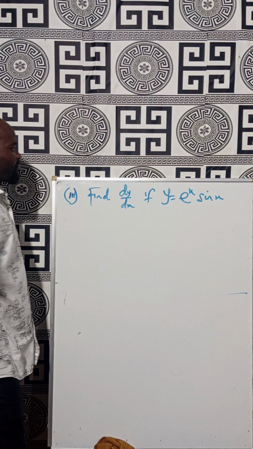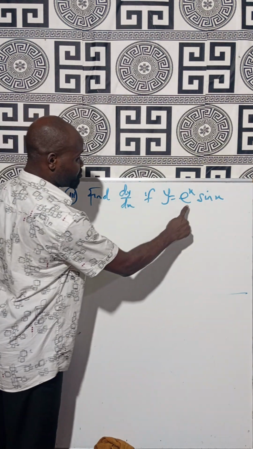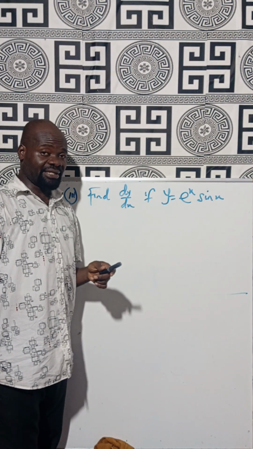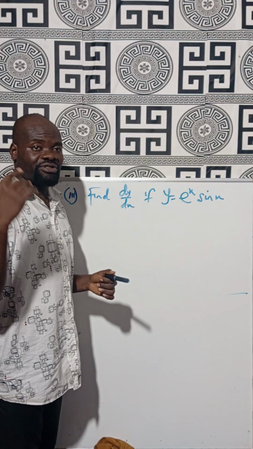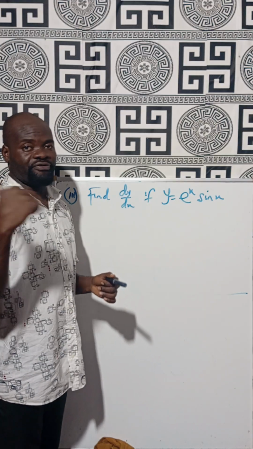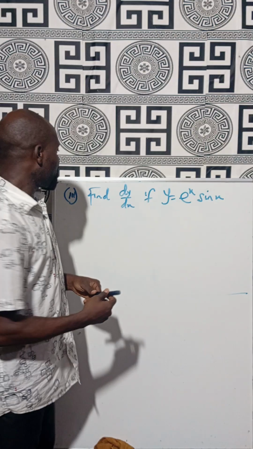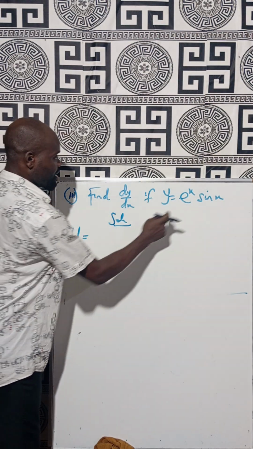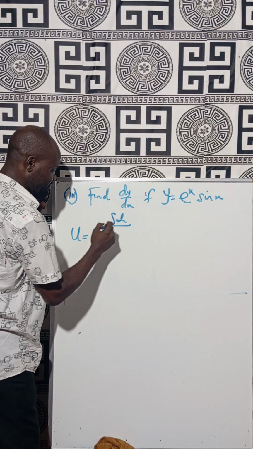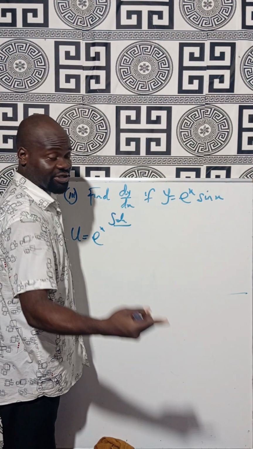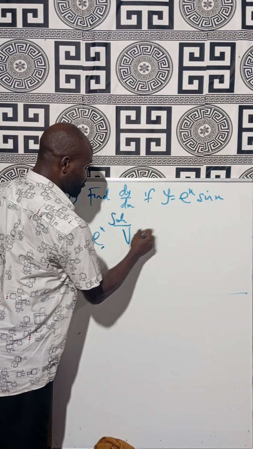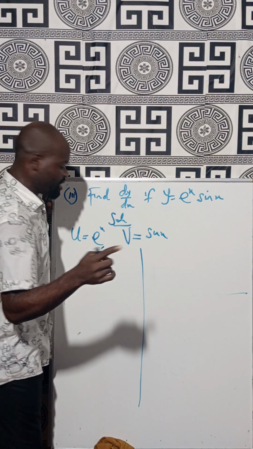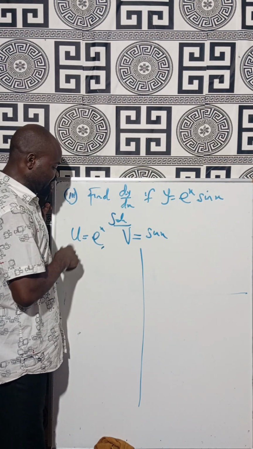For this, very simple. Obviously, you see that this is my u and this is my v. Don't forget the table I drew for you in my last class. Go and check it, and check the chain rule in my previous video and watch it completely. Understood? Okay, so solution. My u is what? Exponential x, where e means Euler's constant. And my v is what? Sine x.